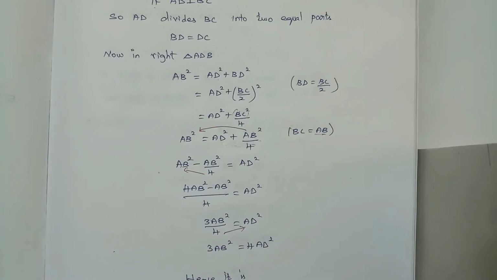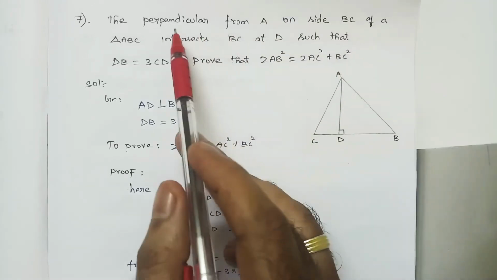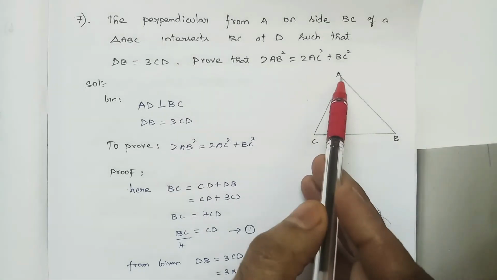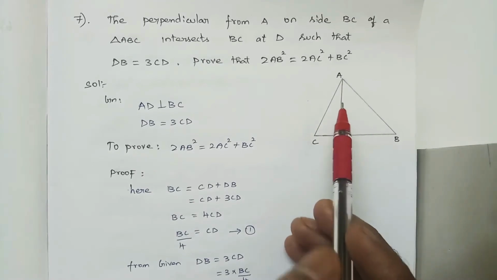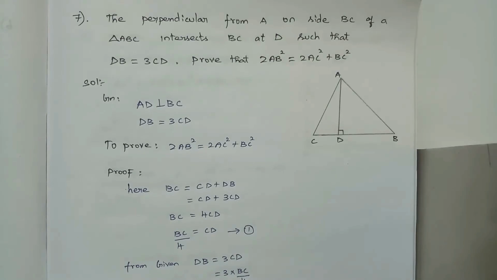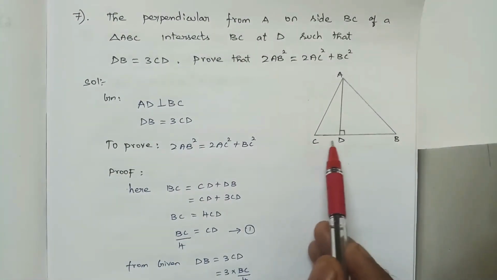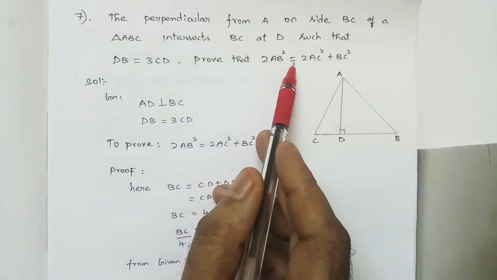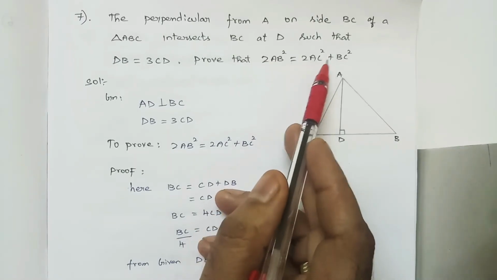Example number 7. The perpendicular from A on side BC. ABC is a triangle. From the point A, I'm drawing the perpendicular line on BC. So AD is the perpendicular line. BC of a triangle ABC intersects BC at D, such that DB is equal to 3 times CD. Prove that 2AB square is equal to 2AC square plus BC square.